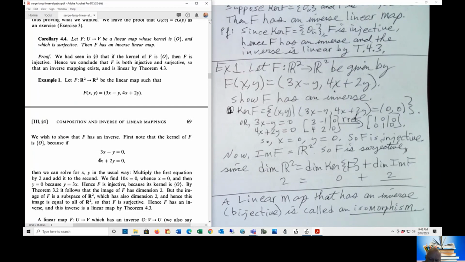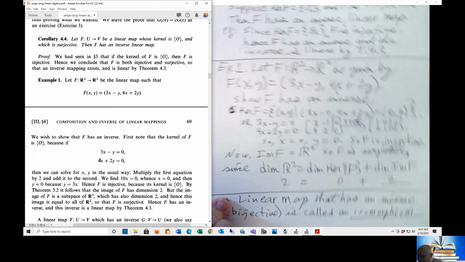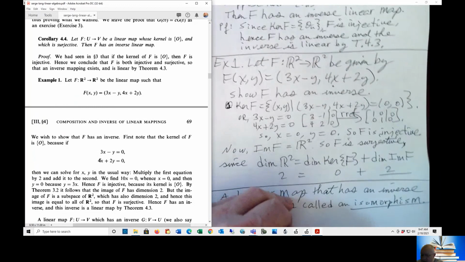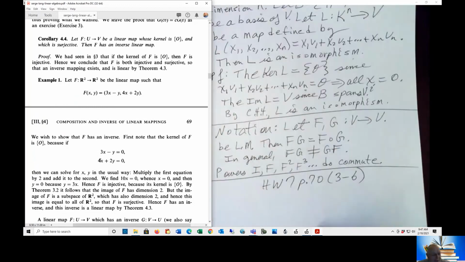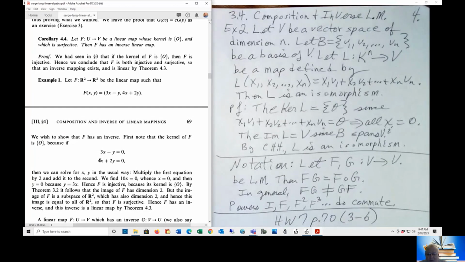A linear mapping that has an inverse, that is, bijective, is called an isomorphism. And the two vector spaces are called isomorphic vector spaces. They're not the same vector space, but they behave in the same way.